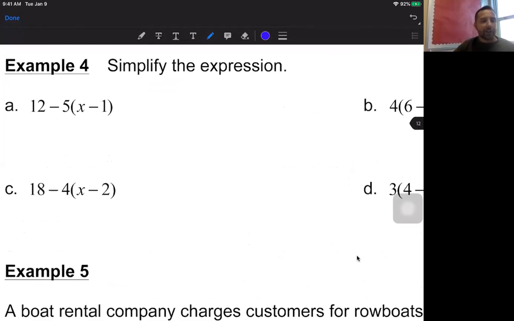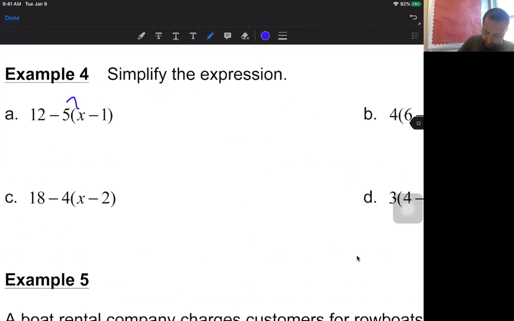So if we look at the terms, we have 12 minus 5 times the quantity x minus 1. What you need to do first is distribute through. Bring down the 12, so now we distribute through to the negative 5. Negative 5 times x gives us negative 5x. Negative 5 times negative 1. Negative and negative give us a positive. 5 times 1 gives us a 5.